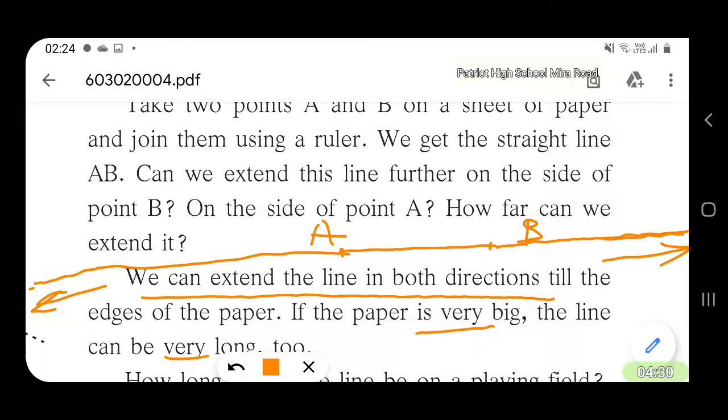Whereas segment AB is the short distance which is measurable. You can measure AB. This is known as a segment. Segment AB is measurable. You can measure in centimeters or meters. So that is a segment of a line. Segment means part of the line, whereas line does not have any end. It can extend to both the sides.